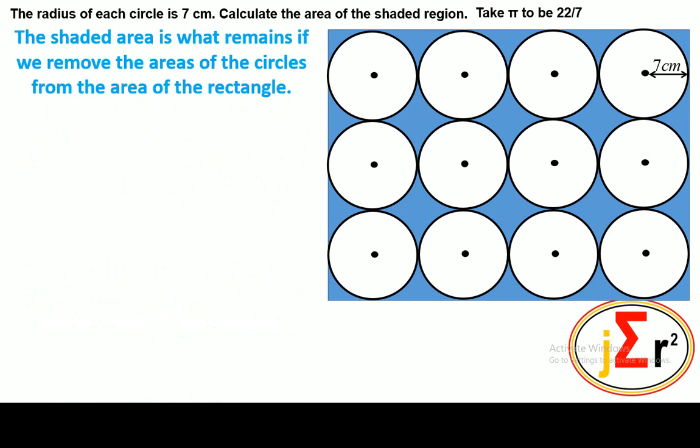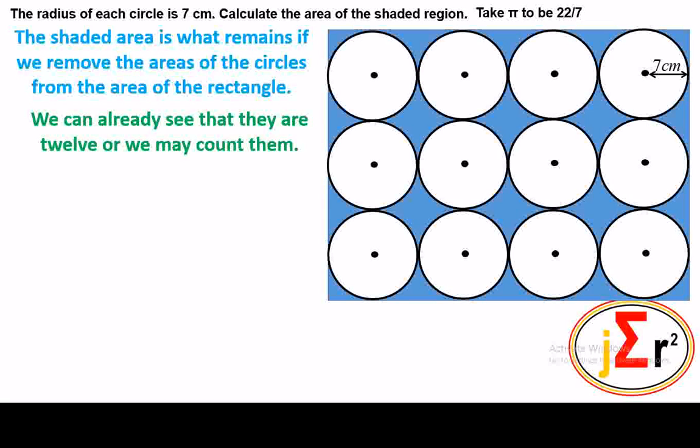The shaded area is what remains if we remove the areas of the circles from the area of the rectangle. Notice that what we have here is a large rectangle and we have circular portions being removed, so to speak. We can already see that there are 12 circles, or we may count them.